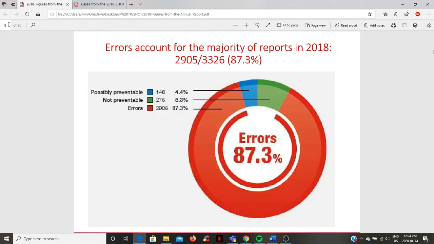On to page 8 here. And you can obviously go through and scroll through this on your own. I just wanted to give you a few highlights. So page 8, so what were the errors in 2018? So errors account for the majority of the reports.